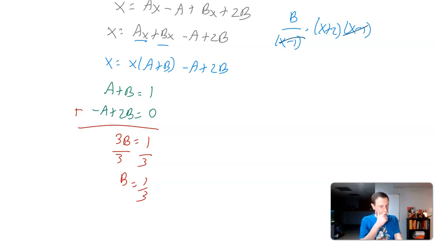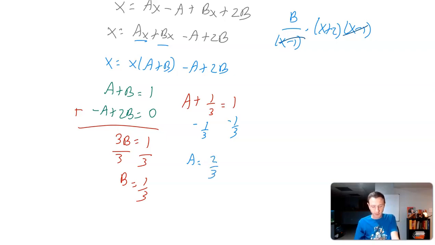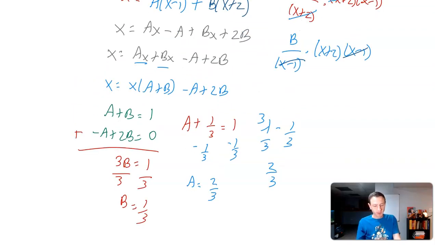And then we have to get A. So I'm going to say A plus B. Whoops, why did I write B? A plus B, which is 1/3, equals 1. To solve for A, I'm going to subtract 1/3 from both sides. So I get A is equal to 1 minus 1/3, which is 2/3. 3 minus 1, 2/3. So A is equal to 2/3. And there's my A and B.